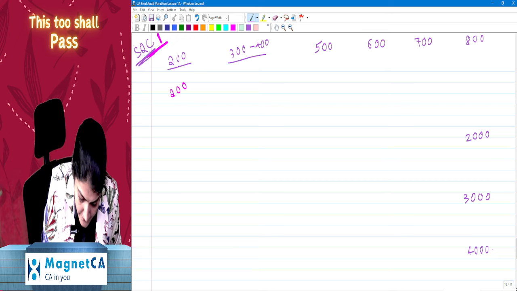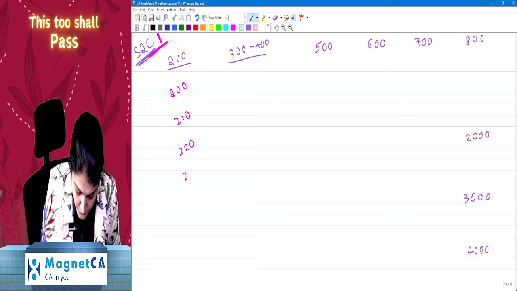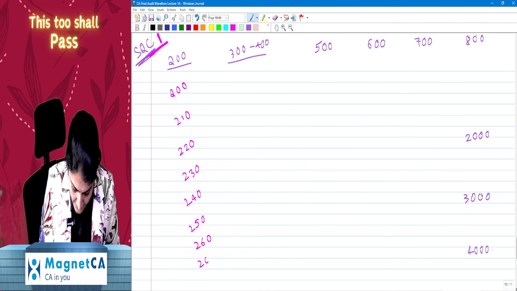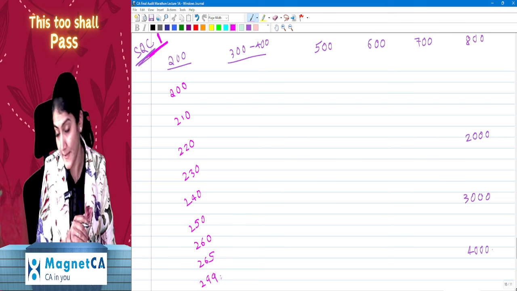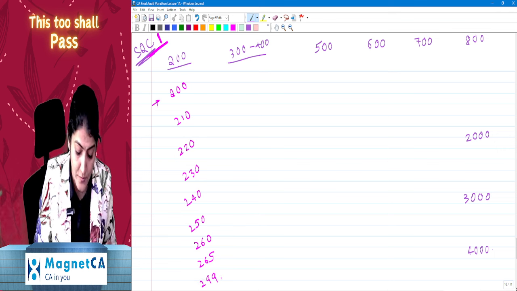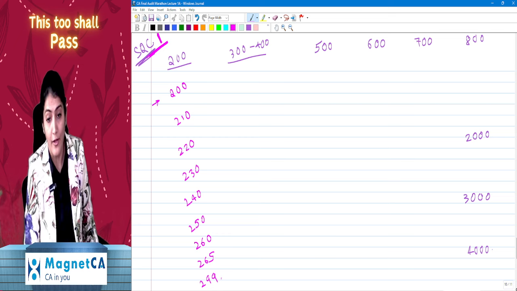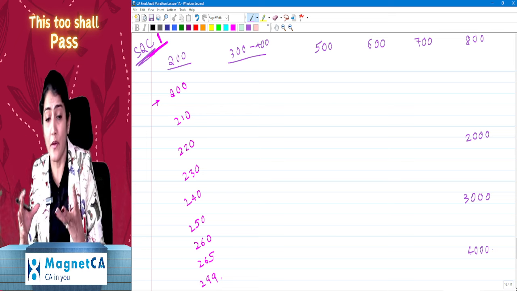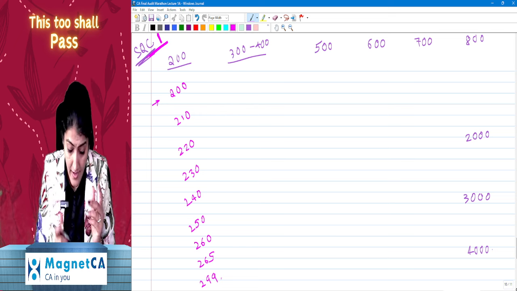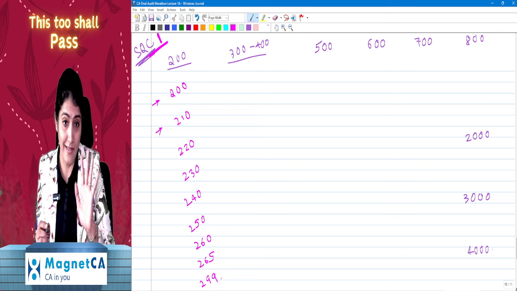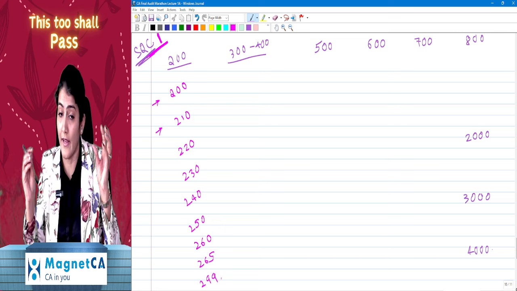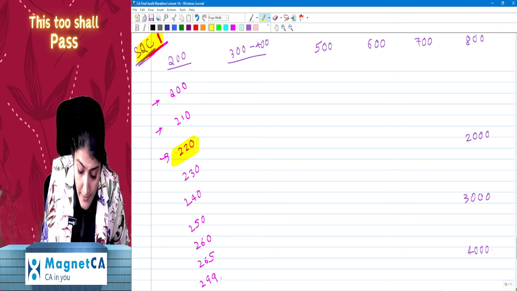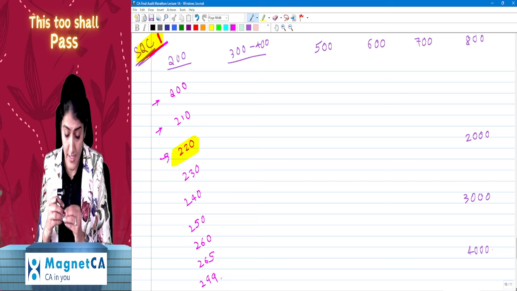Then in the 200 series, we have 200, 210, 220, 230, 240, 250, 260, 265, and 299. SA 200, overall objectives of the independent auditor and the conduct of an audit in accordance with the standards on auditing. SA 210, engagement letter, agreeing the terms of audit engagement. SA 220, a replica of SQC 1, quality control for an audit of financial statements.